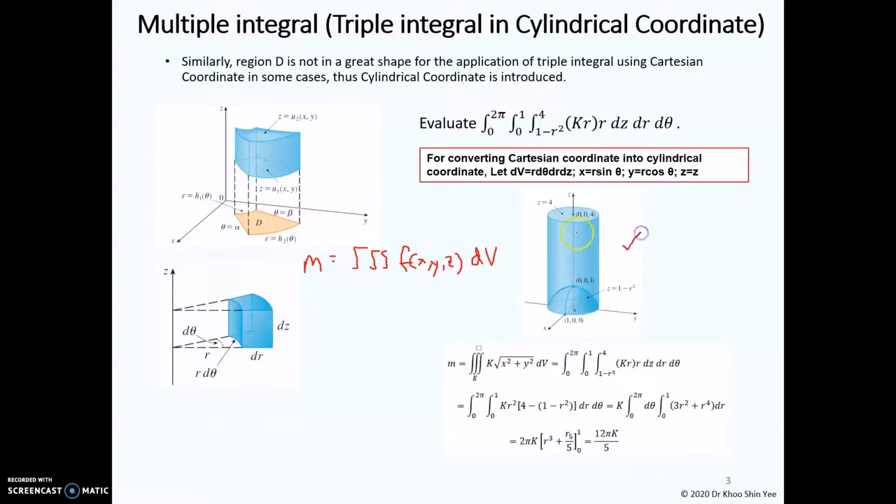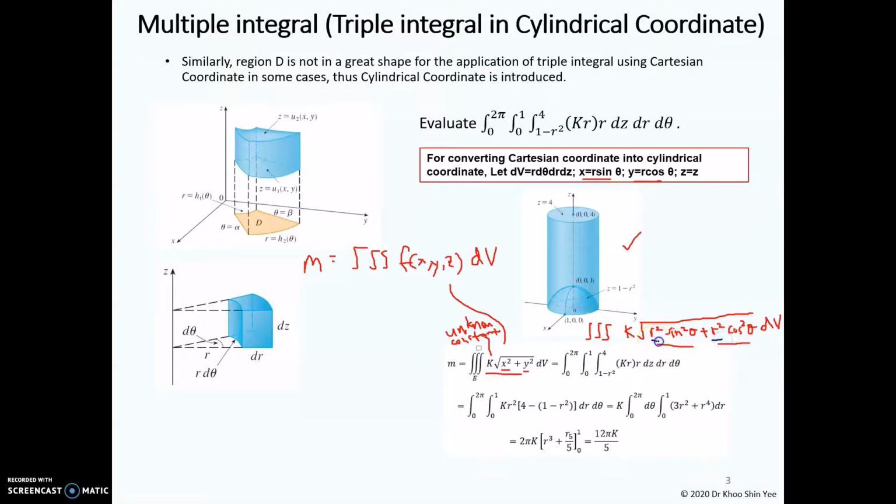Let's try to solve this problem by using the cylindrical coordinate approach. We are going to find the mass of this object, where the density function is given by this. So you have k, where the k is unknown constant, multiplied with the square root of x squared plus y squared. So you can convert the x squared become r squared sine square angle by using this formula, and you can convert the y squared become r squared cos square angle by using this.